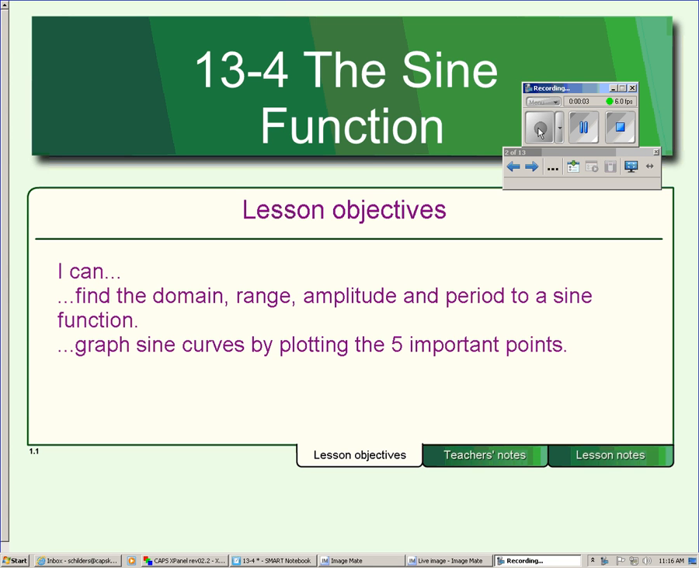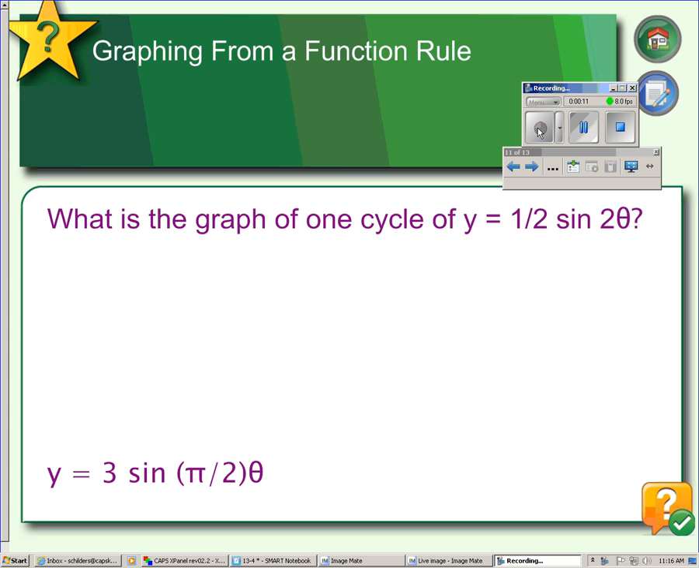Continuing lesson 13.4 about graphing the sine function. In this lesson, we will graph a couple of sine functions using the 5 important points. Okay, our first example is y equals 1/2 sine 2 theta.